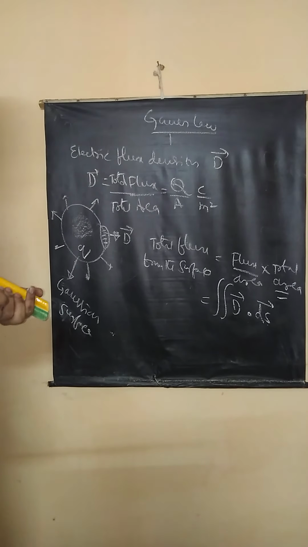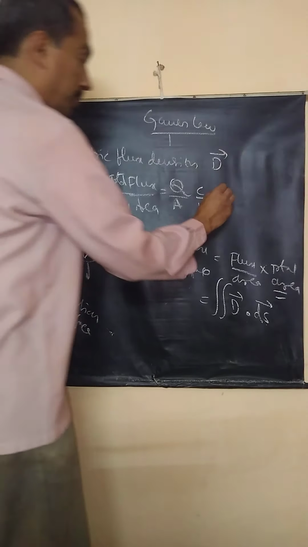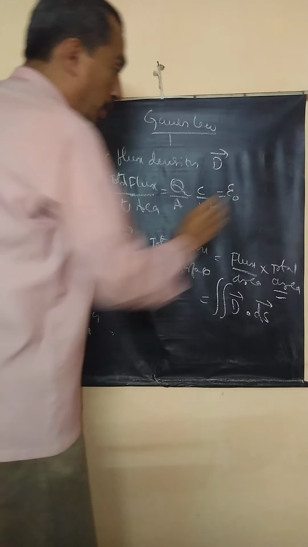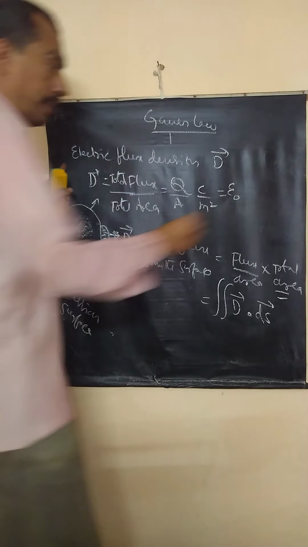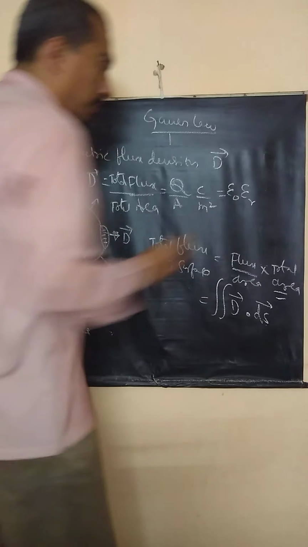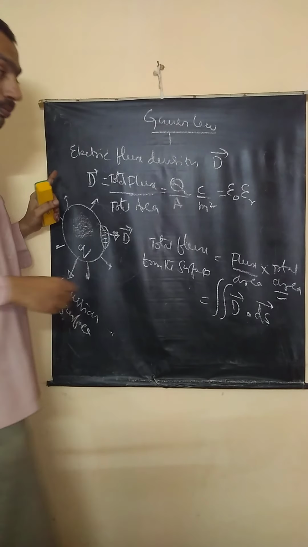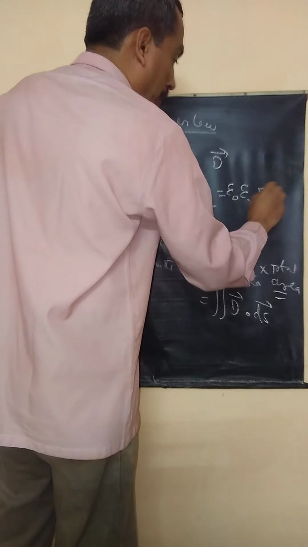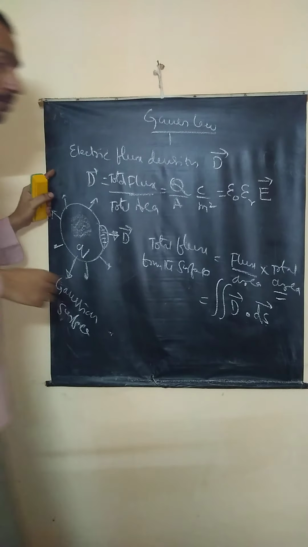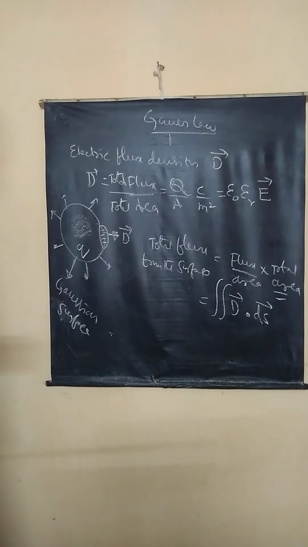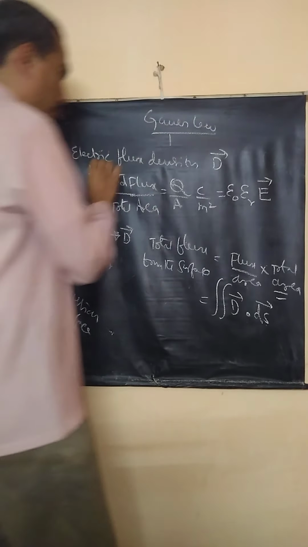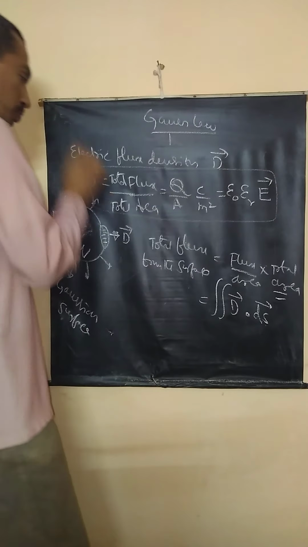Now, Gauss provided a mathematical form. He showed that D is equal to epsilon naught, permittivity of free space, epsilon R, relative permittivity of the medium, into applied electric field. Now, this formula is required to solve numericals.